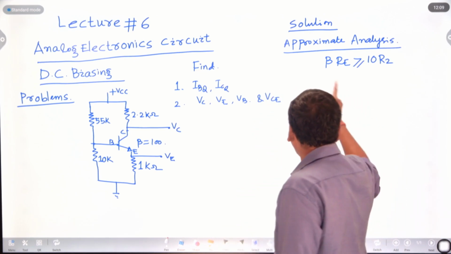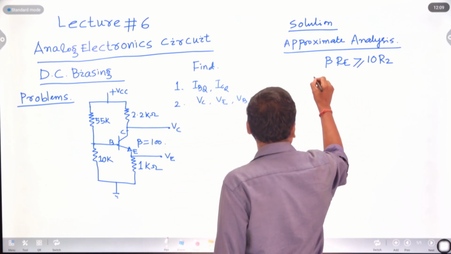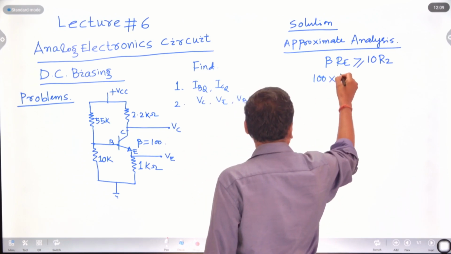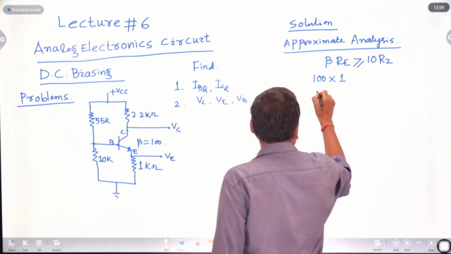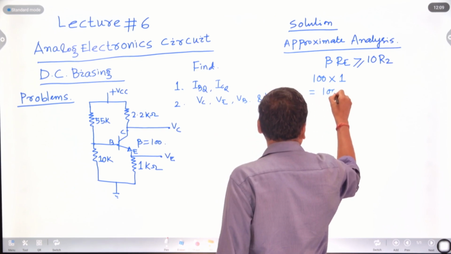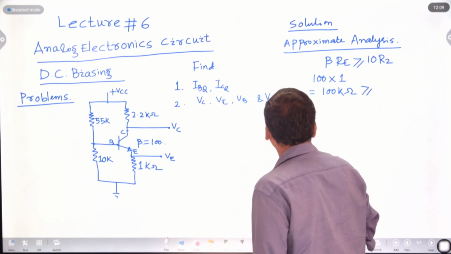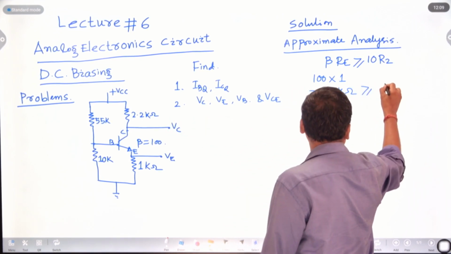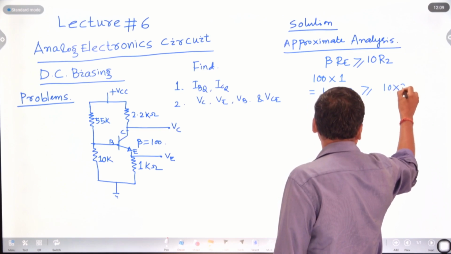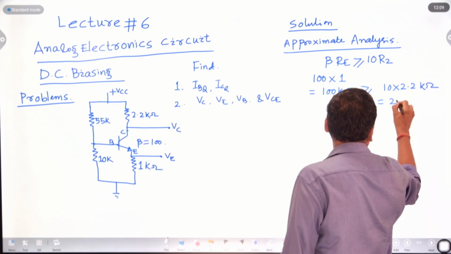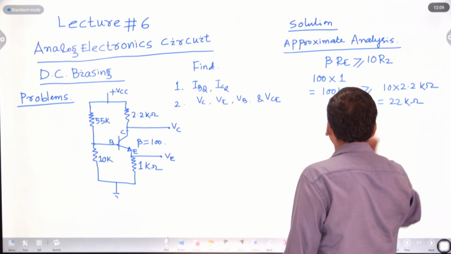So here beta value is 100, and RE value is 1, which is equal to 100 kilo ohm. Is it greater than or equal to 10 times R2? That is 10 into 2.2 kilo ohm, which is nothing but 22 kilo ohm. Obviously, this condition is satisfied.